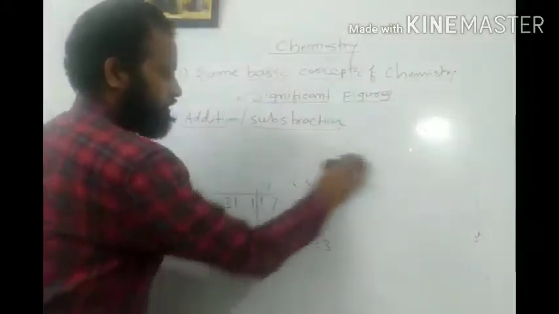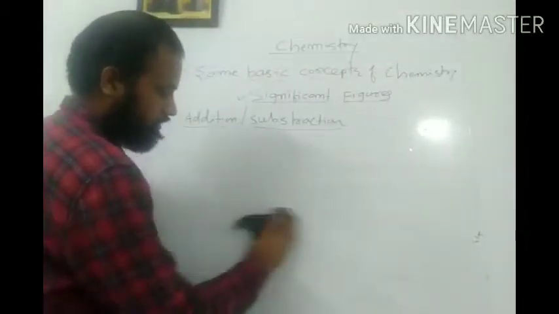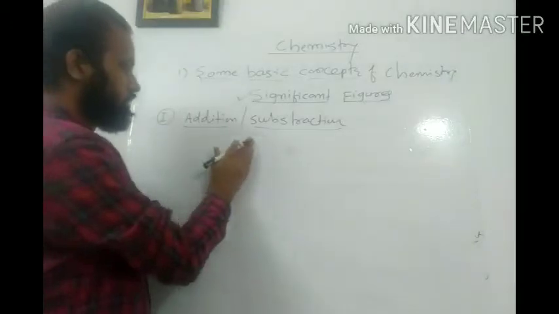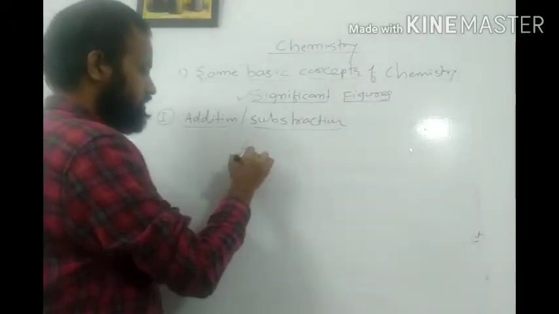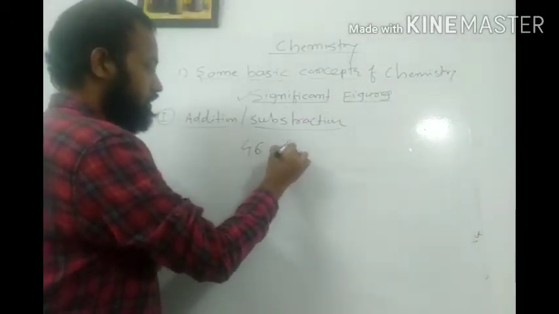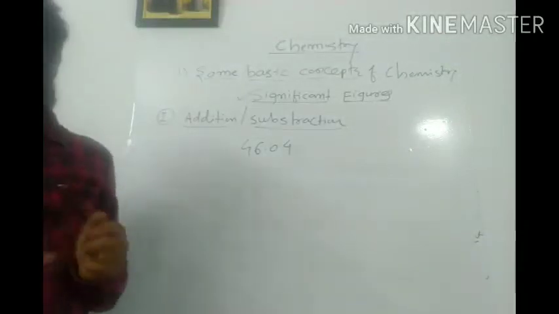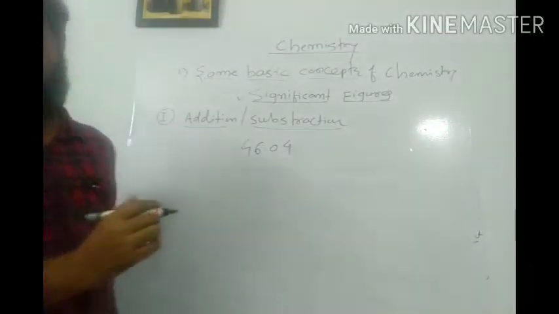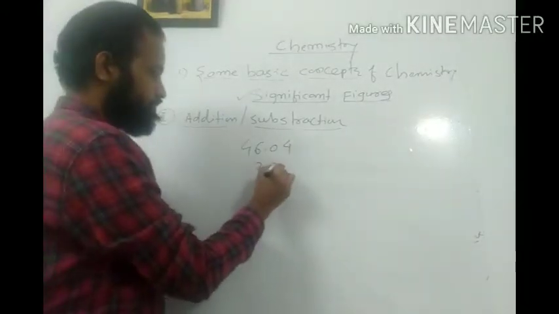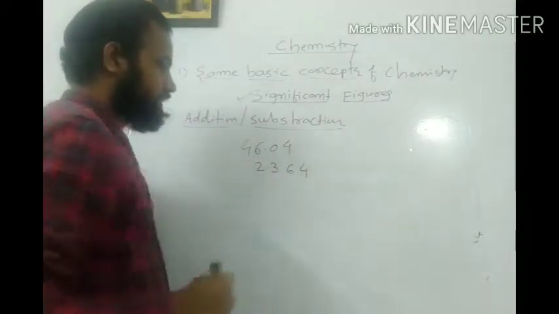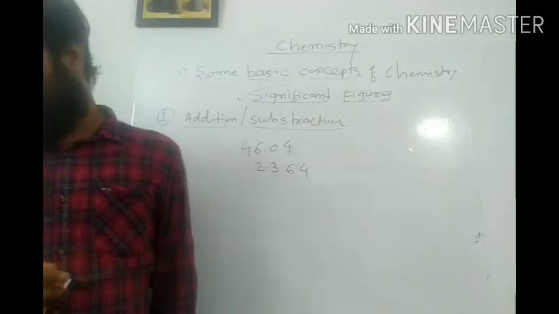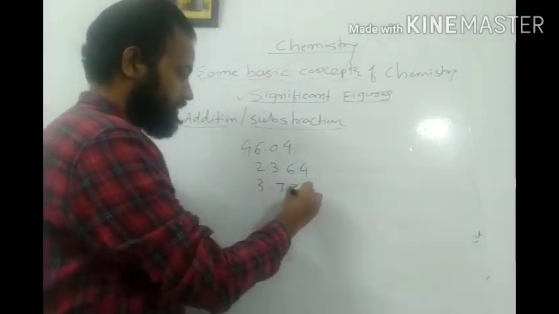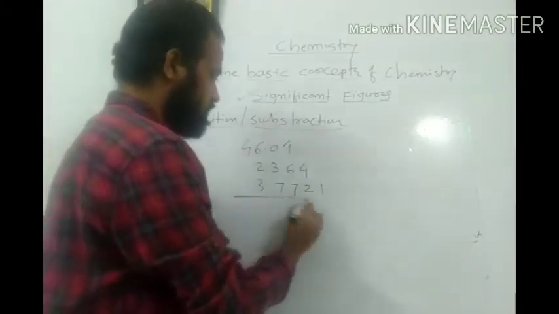Okay, I will give you one more example to you all. So in this example, the problem is like this: 46.04 is the first figure. 46.04. Second one is 2.364, and third one is given as 3.7721. Okay, now you have to add this.